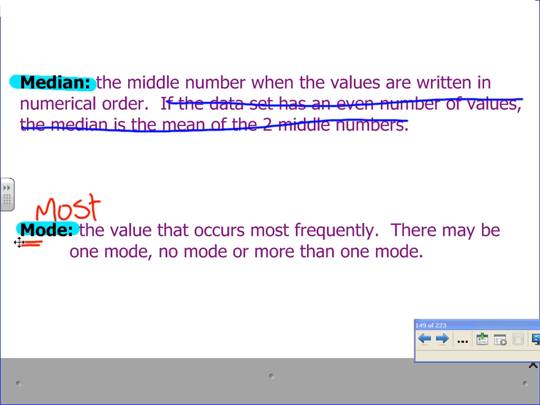So these are three measures of central tendency. I don't want to get into too much as to why they call them that, because that's more of Algebra 1. But basically they'll ask you in a data set which of these three terms is the best measure of central tendency, which means which one is the best representation of the data.